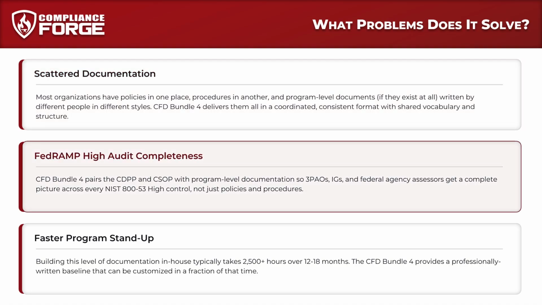The second is FedRAMP High audit completeness. The bundle pairs the CDPP and the CSOP with program-level documentation, so assessors get a complete picture across every high baseline control, not just policies and procedures.